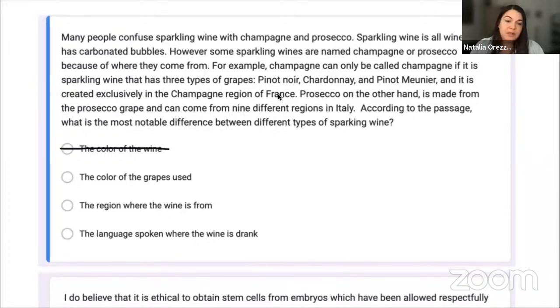Here, our second answer choice says the color of the grapes used. So the grapes used portion of this is correct in the sense that it does talk about the different types of grapes, but it talks about the types of grapes. It does not talk about the color of the grapes. So because it's the color of the grapes and not the type, we're going to eliminate this one too. Okay? All right, so now we've narrowed it down to two possible answers. Let's keep going. The next answer choice is the region where the wine is from. Okay, doesn't mention regions.